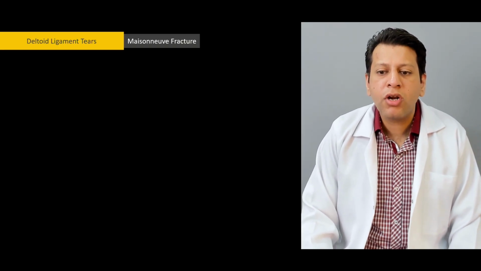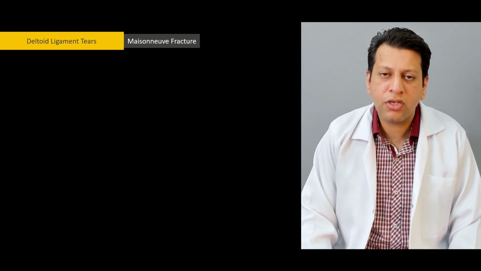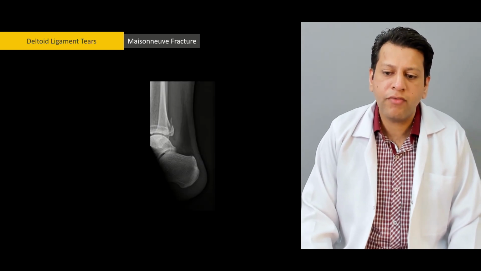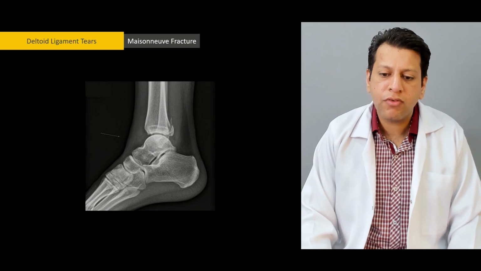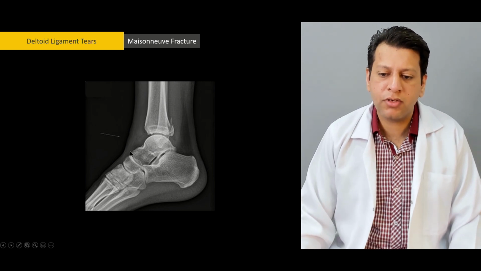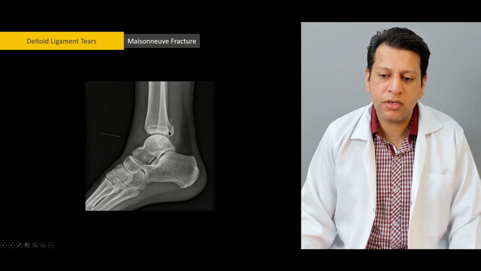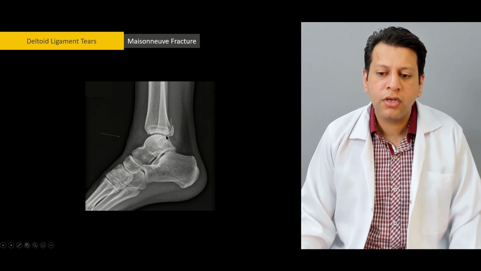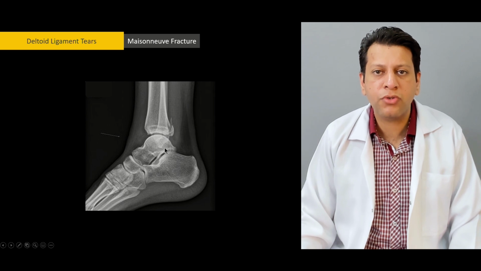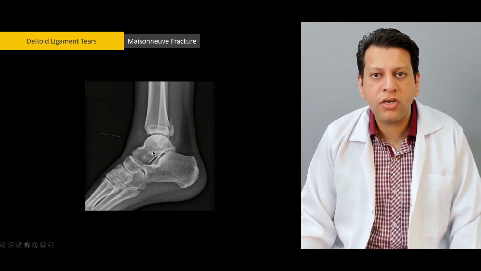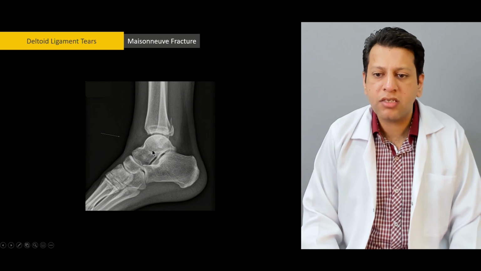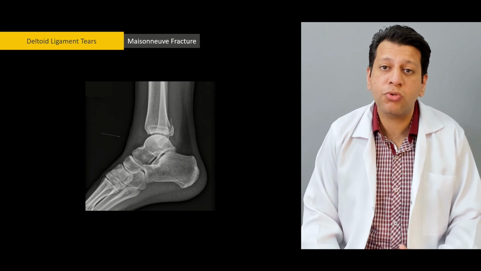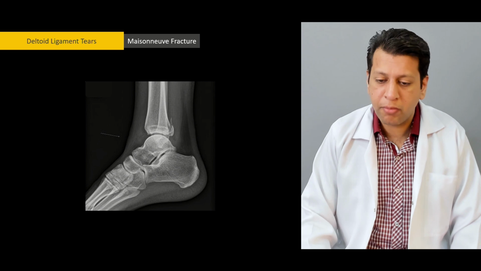Now, there is the Maisonneuve fracture, which is associated with deltoid ligament tear. If you look at the lateral view, along with the deltoid ligament tear, you can appreciate a posterior tibial pylon fracture, or a fracture of the posterior malleolus extending into the tibia, which is called the Maisonneuve fracture. This is very commonly associated with deltoid ligament injury.